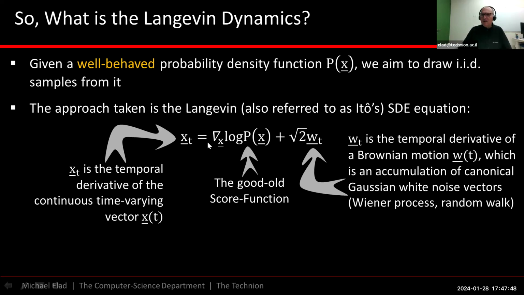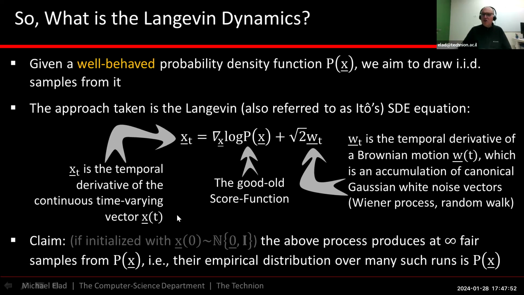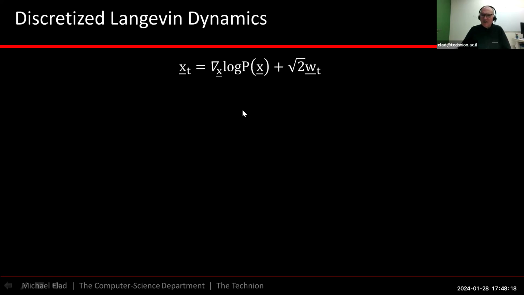This is the equation that Langevin gave us, okay? If you initialize it somehow, in fact, it doesn't matter how you initialize, then this process at infinity creates a fair sample from P of X. If you do it many, many times, you get many, many fair samples. Their empirical distribution will match that of P of X. This is the core idea. Okay, now nobody can work this way. It's continuum. So let's discretize things, which is exactly what I'm going to do now.